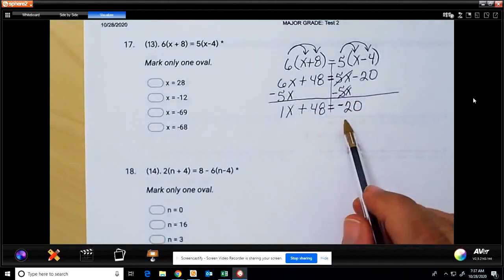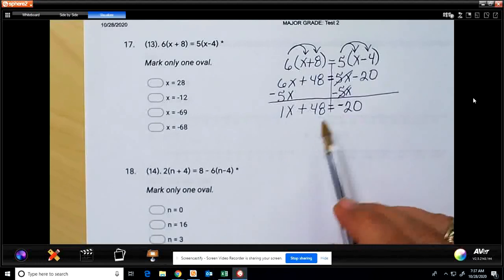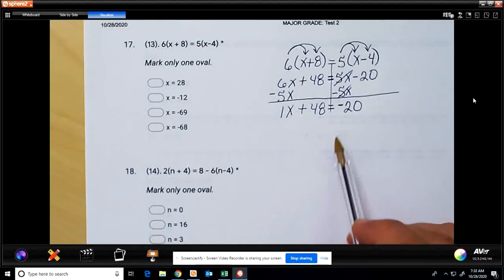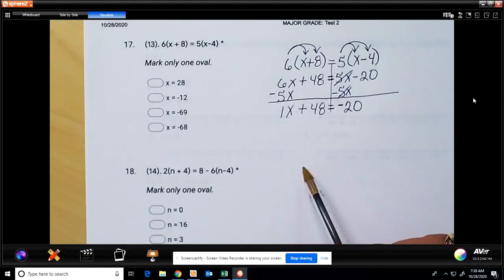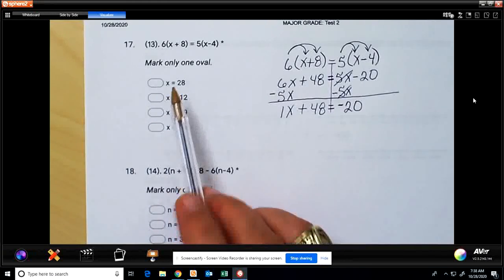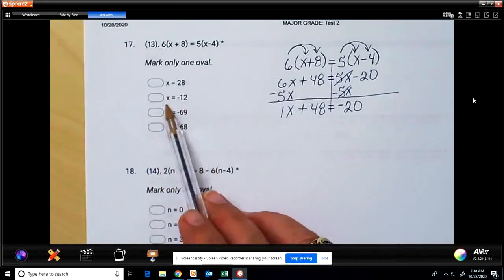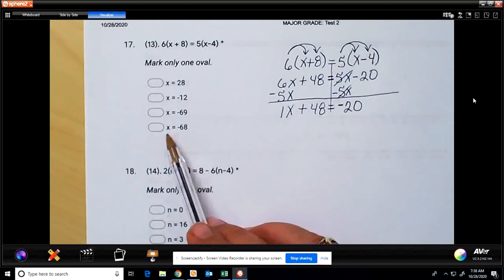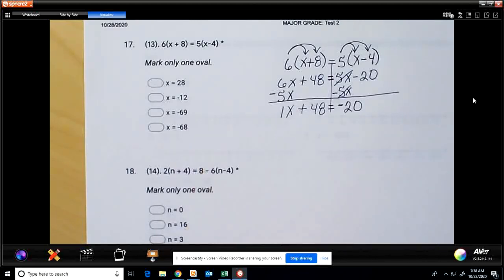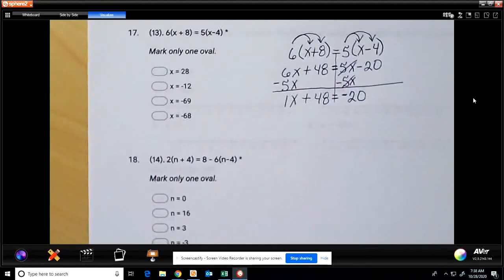Now you can solve this the way we've been doing it in the past. You need to get this over here, and that will get you to 1x, x equals something. So your answer choices are x equals 28, x equals negative 12, x equals negative 69, and x equals negative 68. All right.